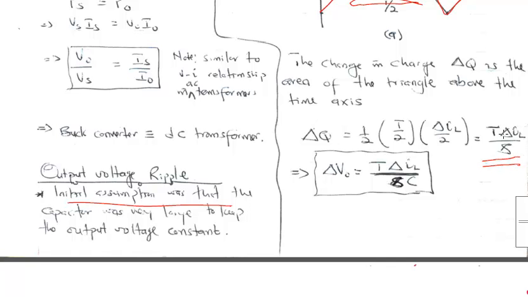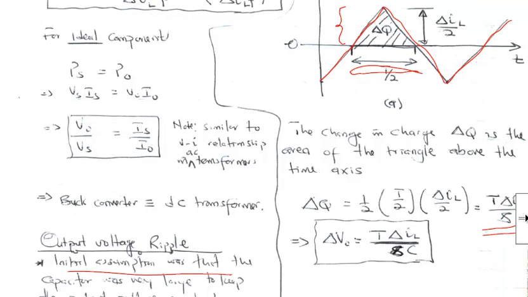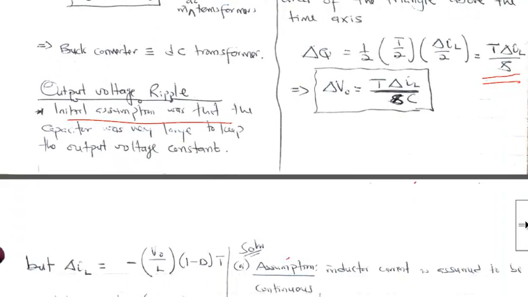This is the period multiplied by the change in IL over 8, which gives us an expression for the change in VO, which means we take that expression, we divide by C, and we get the change in the output voltage. Therefore, the change in the output voltage, if our capacitor is finite, is given by that expression. This is the change which is going to be evident in the output voltage based on our capacitor value.